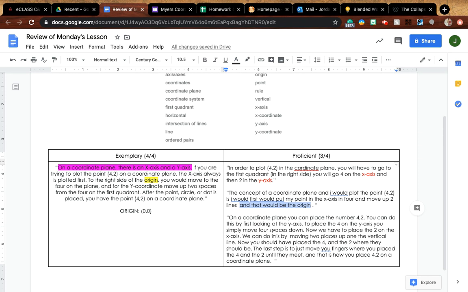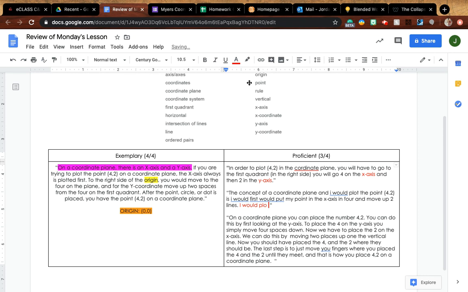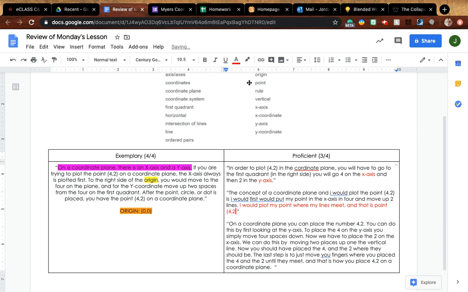Where we're plotting our point is not the origin. The origin, like we said before, is right here. The origin is at the very center of our coordinate plane. So really, if I were going to do this, I would delete this part out, okay? I would add something like, I would plot my point where my lines meet, and that is point (4, 2).